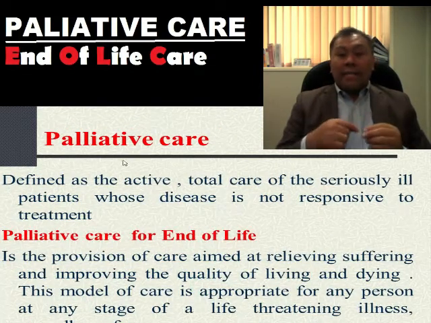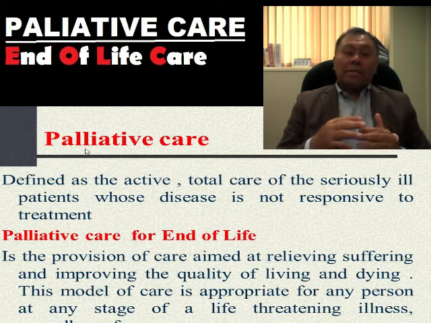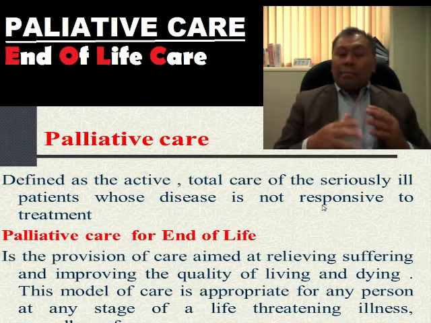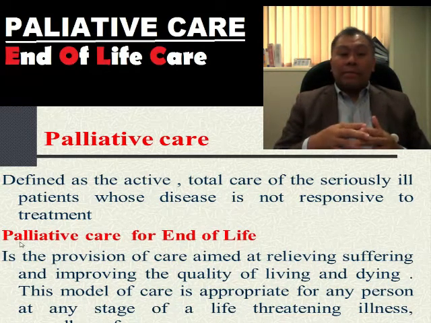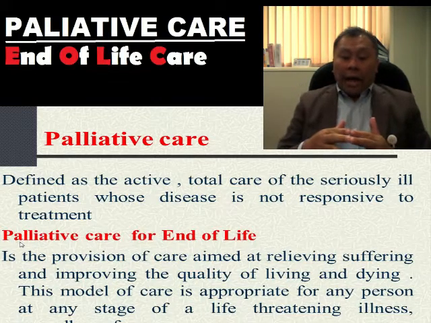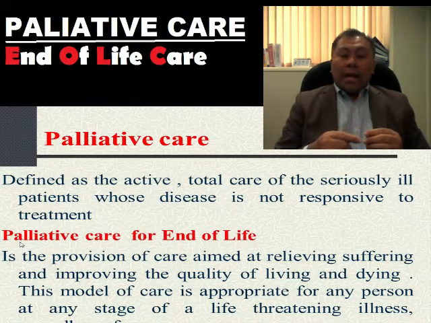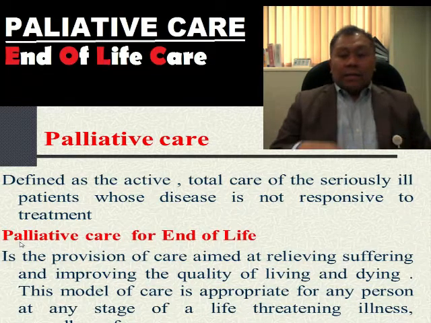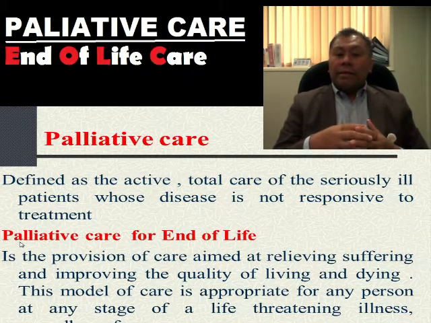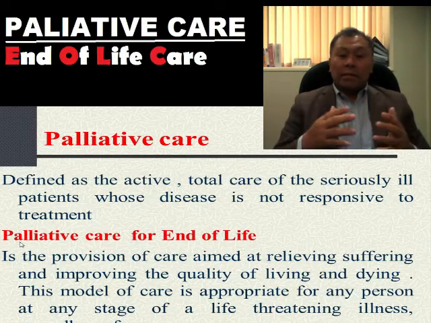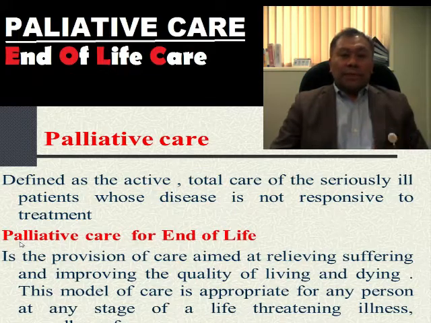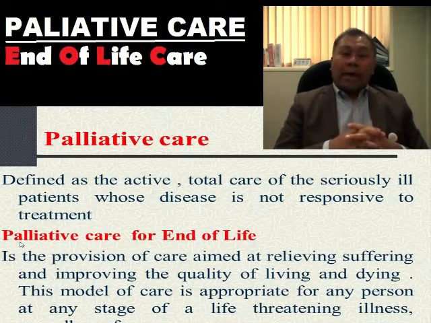So here, first we are going to define what is palliative care. This is defined as the active, total care of the seriously ill patient whose disease is not responsive anymore to treatment. Palliative care for end of life is the provision of care aimed at relieving suffering and improving the quality of living and dying. So this model of care is appropriate for any person at any stage of life-threatening illness, regardless of age.